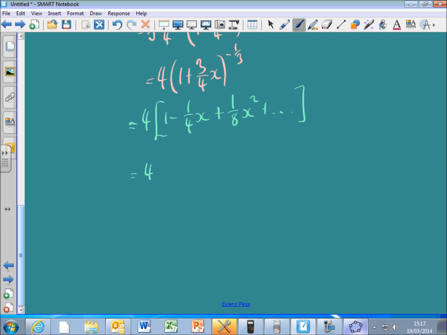So this is just 4 minus x plus 4 over 8, which is a half x squared. And so in this question, A is 4, and B is -1, and C is a half.